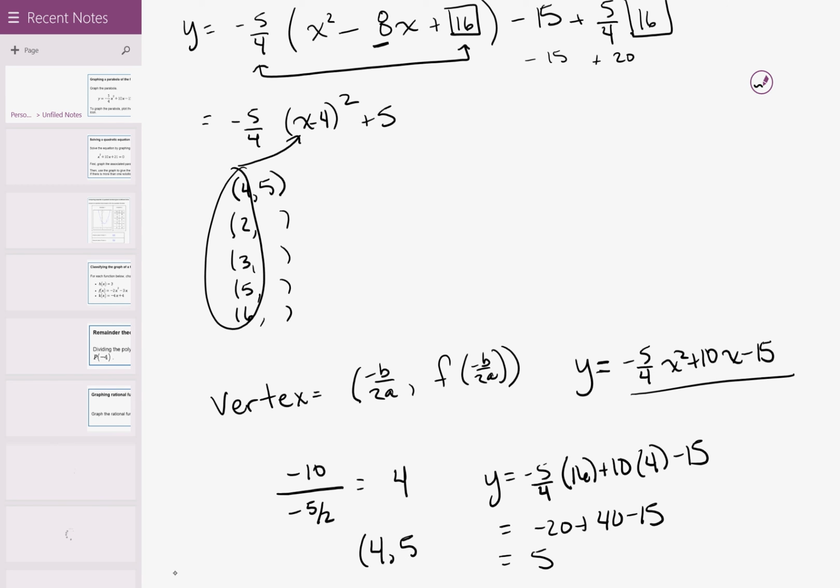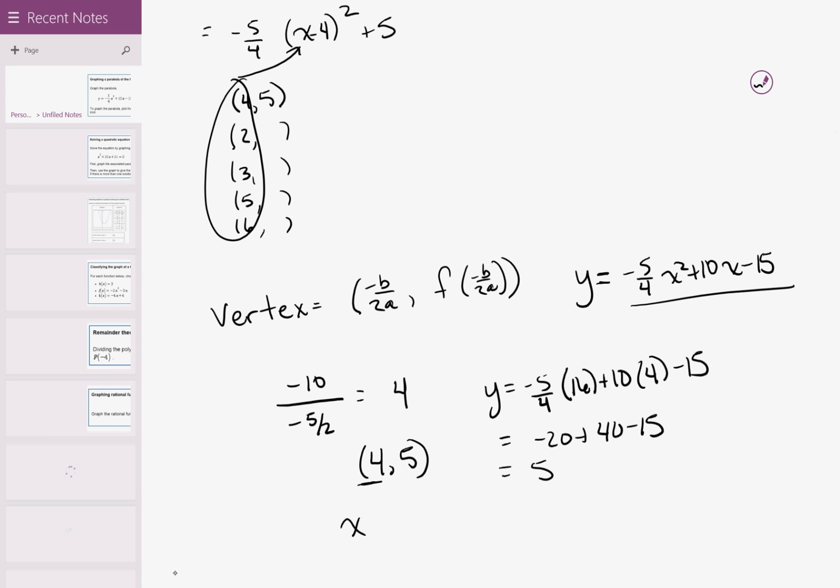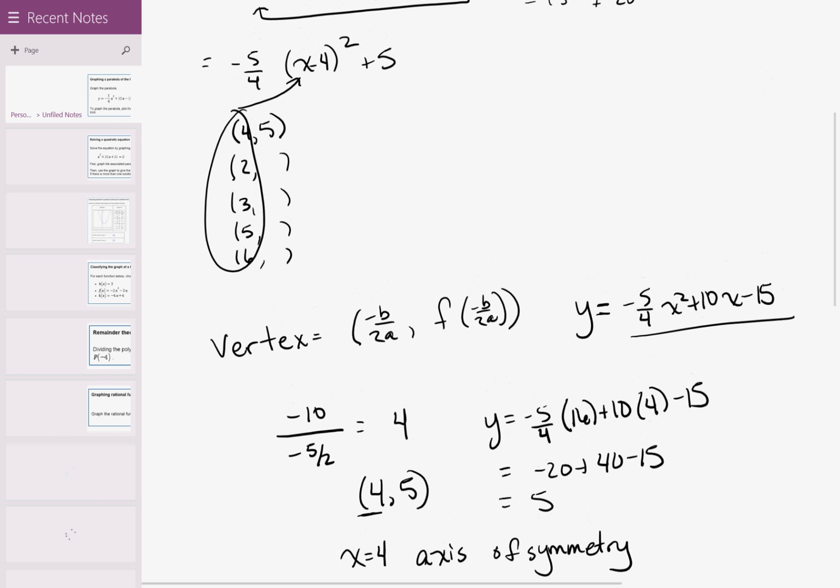4, 5. And then I'll choose two values less than 4 and two values more than 4. You want to choose those values equidistant, because remember we have an axis of symmetry at x equals 4. Okay, so what that means is that these two values will be the same, and these two values will be the same.